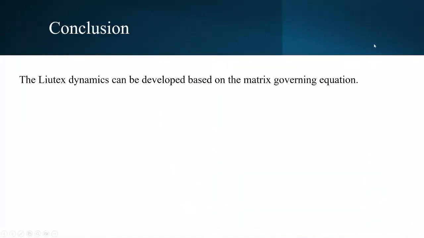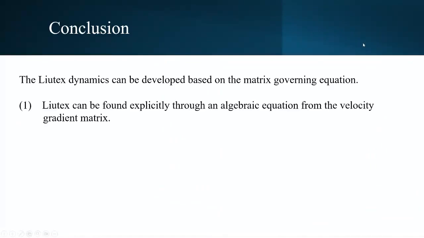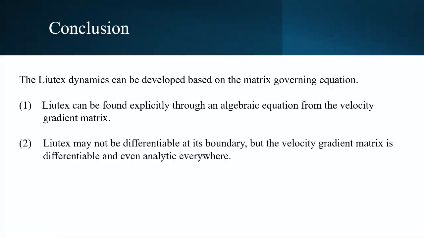And the conclusion. We can study the Lutex dynamics based on this matrix governing equation, because Lutex can be found explicitly through an algebraic equation from the velocity gradient matrix. And the Lutex may not be differentiable at the vortex boundary, but the velocity gradient matrix should be differentiable, even analytic, maybe almost everywhere, not everywhere, maybe.